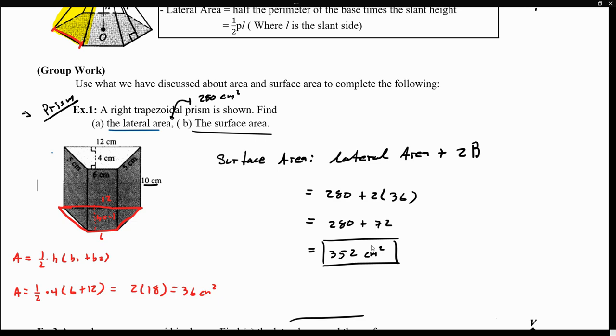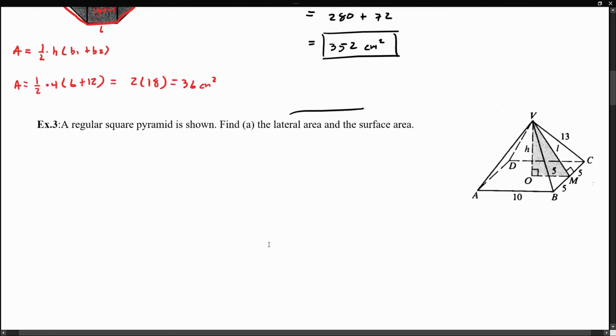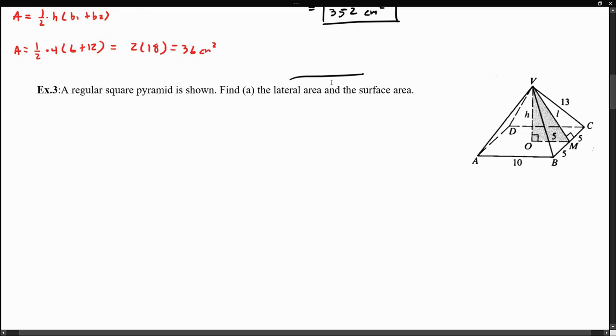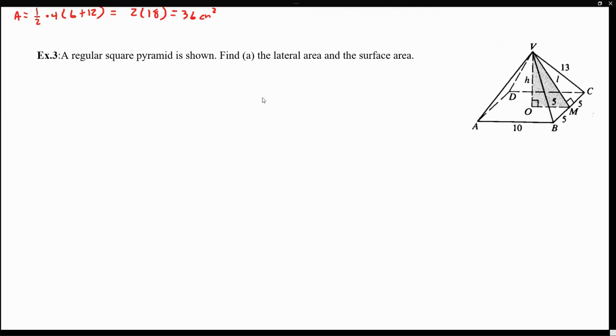So this is a small example for the prism, but now let's take a look at a pyramid. So we're going to try to do the same, but now for a pyramid. So here we have a regular square pyramid, and we want to find the lateral area and the surface area. So let's take care of the lateral area first.